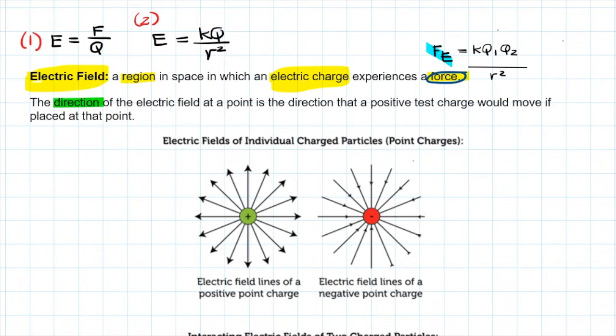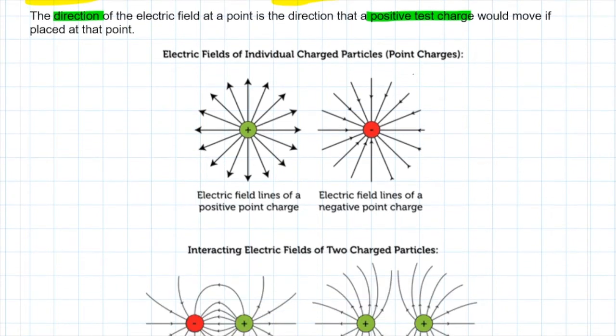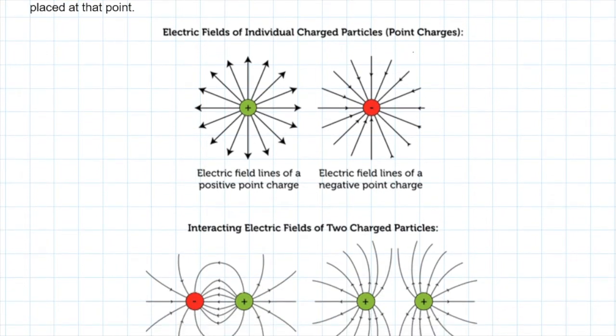Electric field has magnitude and direction. And to determine the direction of the electric field, we cannot use the formulae. Instead, we say that the direction of an electric field at a point is the direction that a positive test charge will move if it is placed at that point. So we use electric field lines to draw or represent the electric field around charged particles.